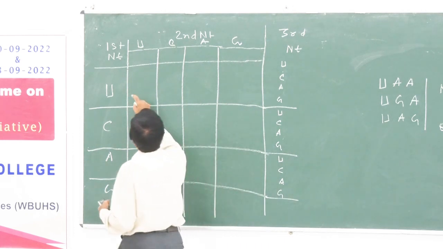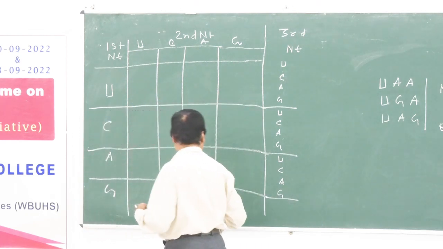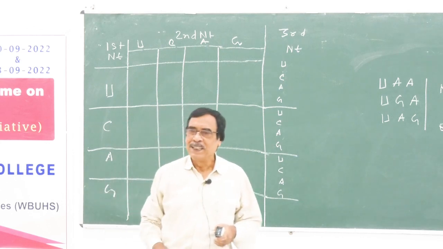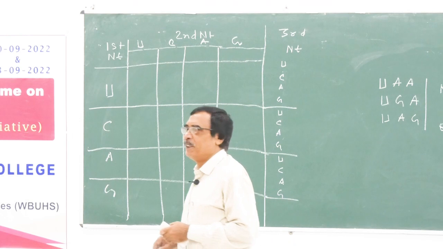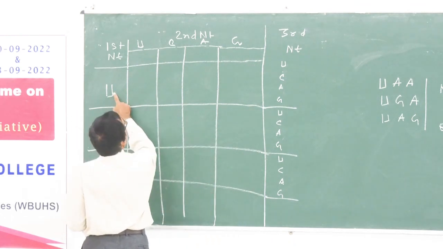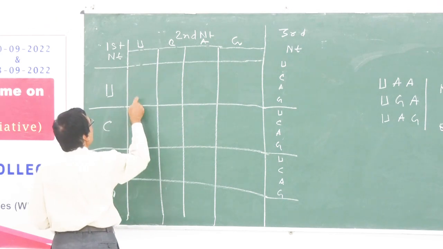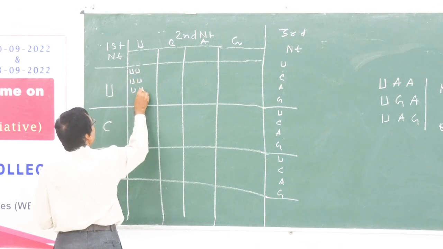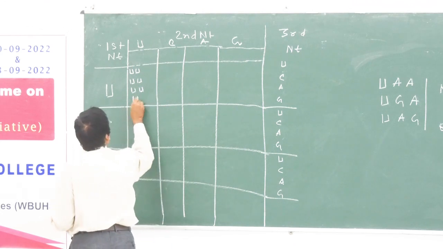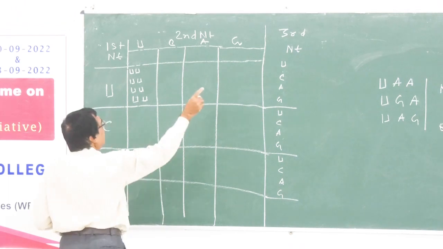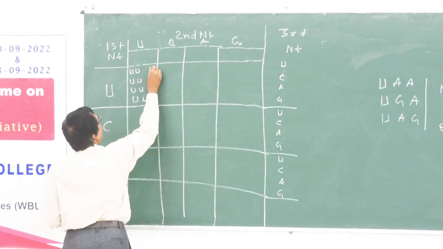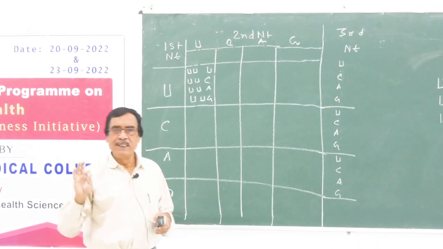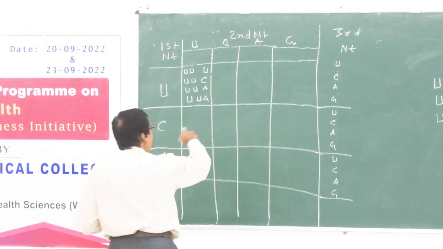Now, there are 16 boxes, 1, 2, 3, 4, and in each box there will be 4 codons. Okay? And you can derive it mathematically. How? This is the first codon, this is the second codon. So here, these 4 will all be U and U, first and second. Okay? First and second will all be U and U. The third codon will be U, C, A, G. Is it clear? You can fill it up.